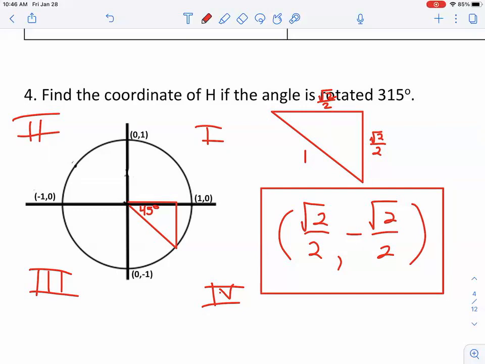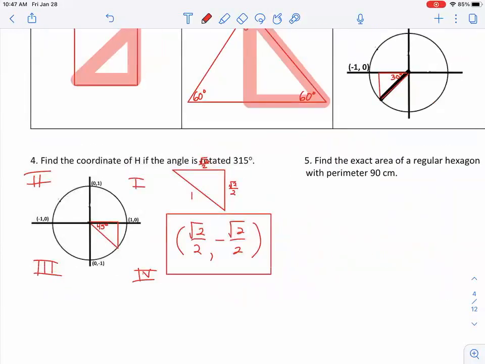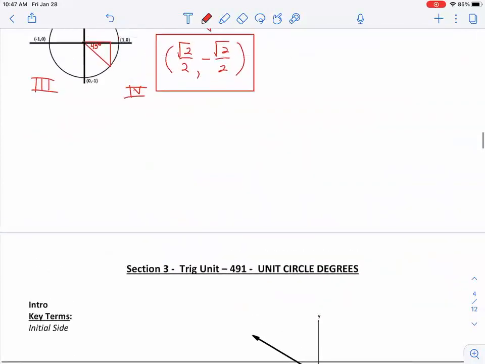All right, I threw a lot at you on that problem. Are there any questions on it? All right, we've got one more here.